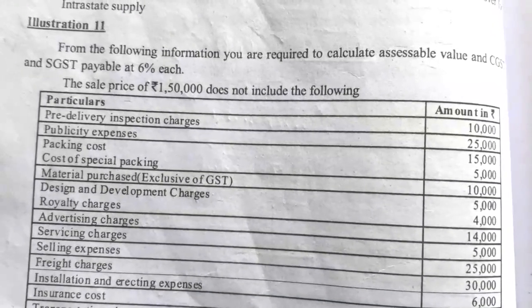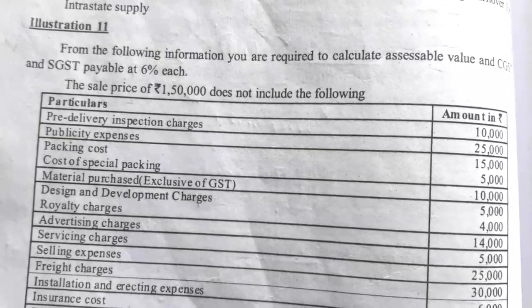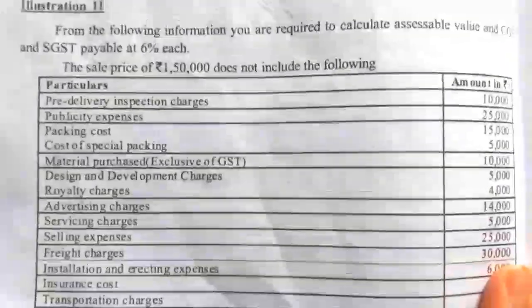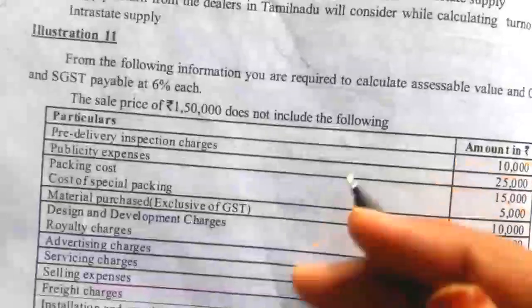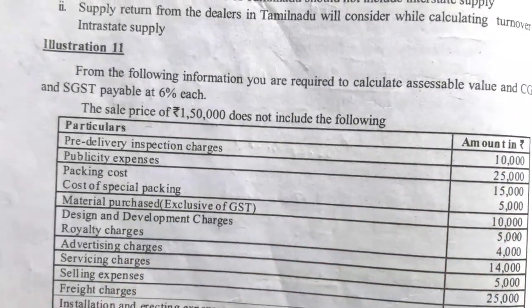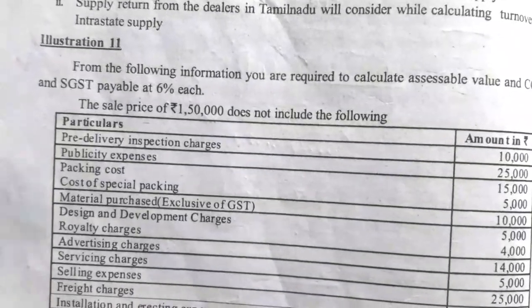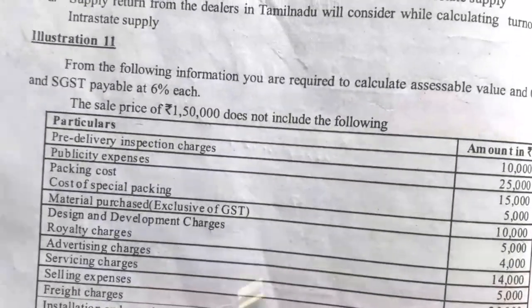Hello students, today we will learn the next illustration number 11 relating to computation of taxable value of supply of goods as well as GST payable. See here, see the illustration. From the following information, you are required to calculate assessable value and CGST and SGST payable at 6% each.